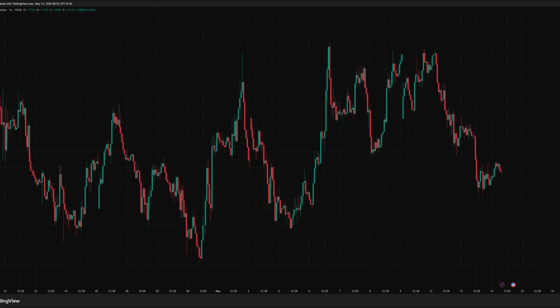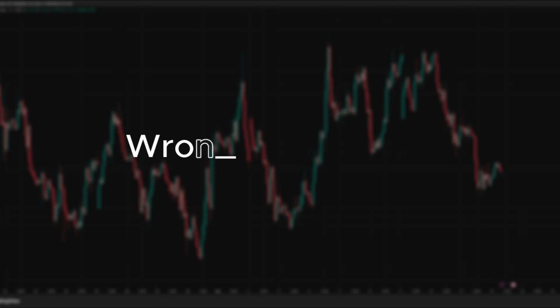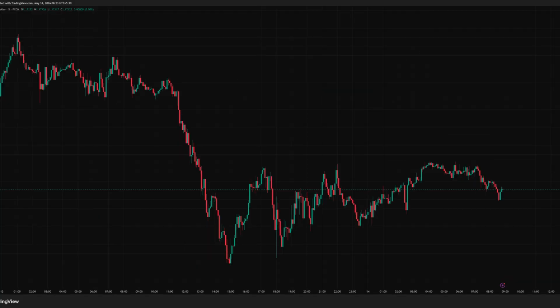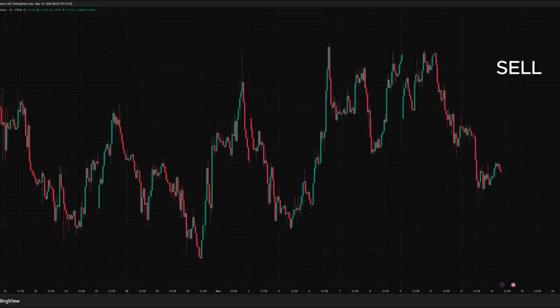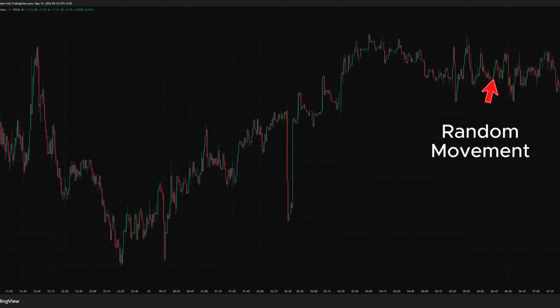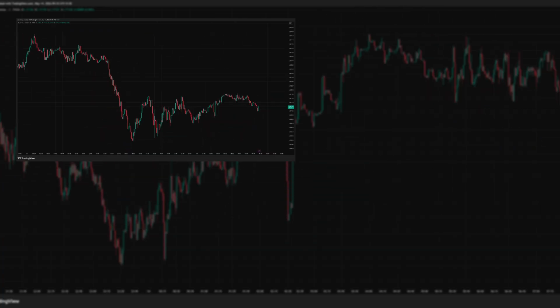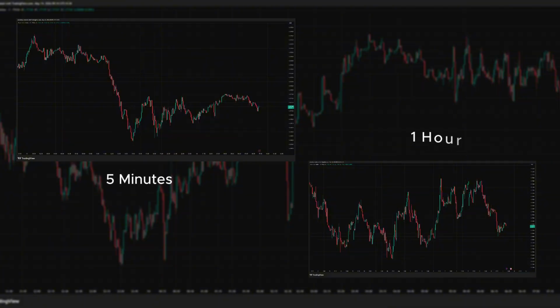Most traders don't lose because their strategy is bad. They lose because they're looking at the wrong time frame. One chart says buy, another says sell, and suddenly the market feels completely random. But once you understand how professional traders read multiple time frames together, the chart starts making a lot more sense.